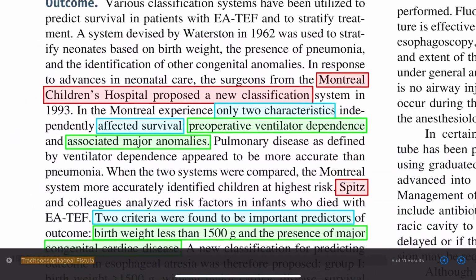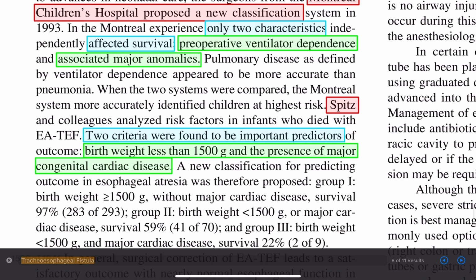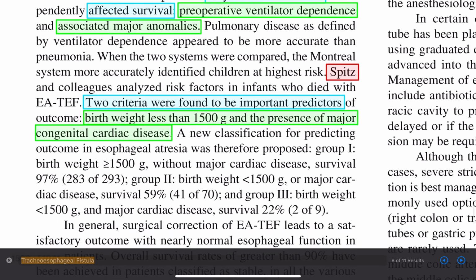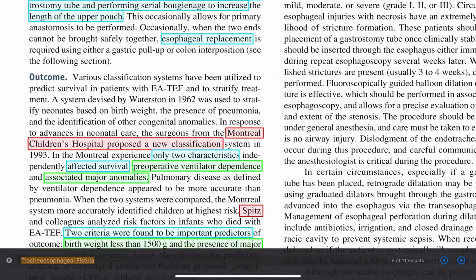There are a few classifications regarding outcome. I will tell just the important ones and their names. Montreal Children's Hospital proposed a new classification, in which two characteristics affect survival: preoperative ventilator dependence and associated major anomaly. Spitz gave two criteria as important predictors: birth weight less than 1.5 kg, and presence of major congenital cardiac disease.